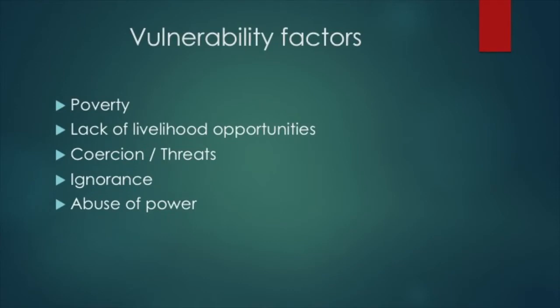Now, some vulnerability factors. What are some of the factors that are accounting for these situations? We have, first of all, poverty, lack of livelihood and opportunities. In a lot of the communities we have visited, there is very little that young people can do to survive. And so this makes them very vulnerable to some of the antics of those who engage in human trafficking.